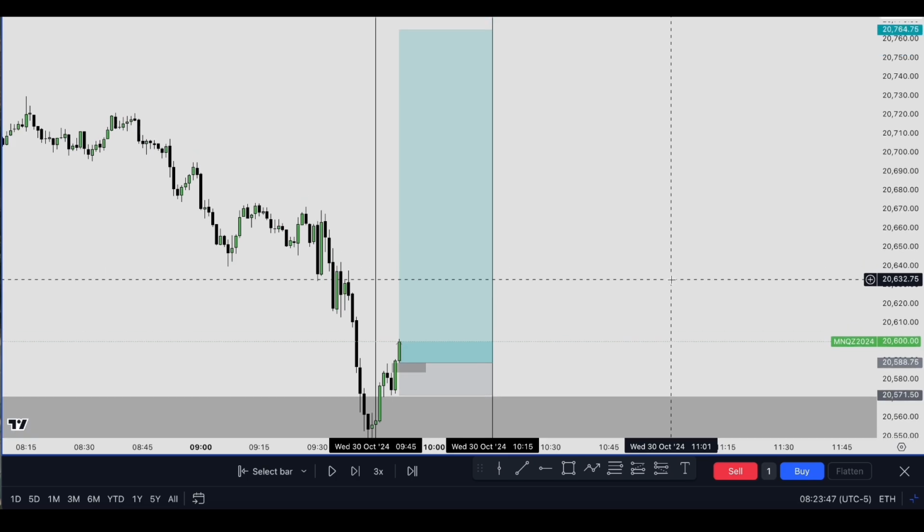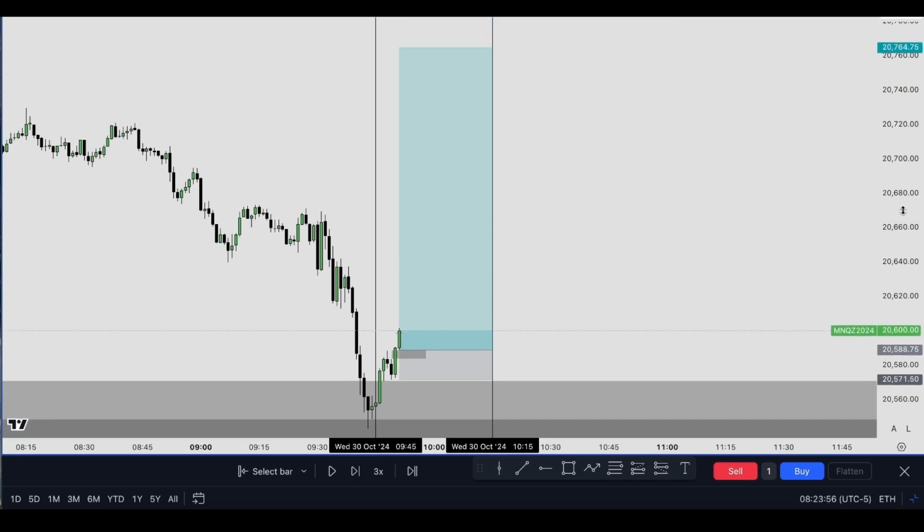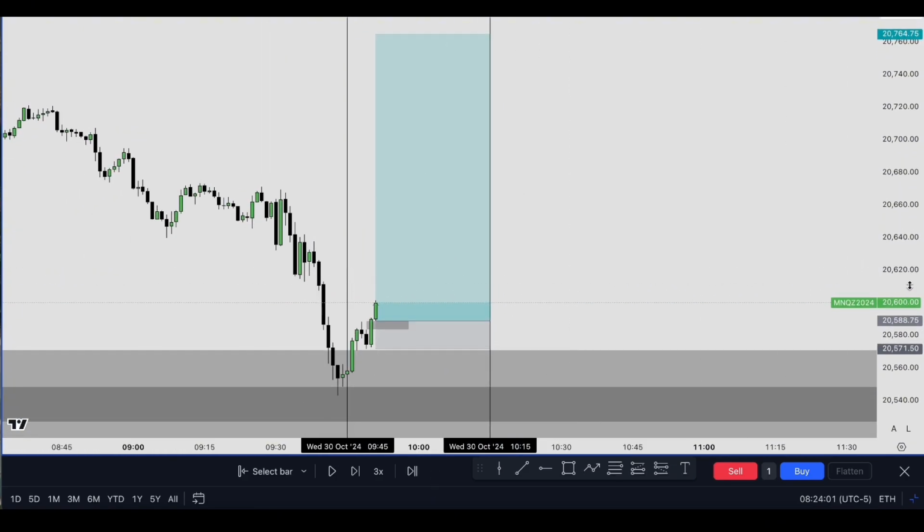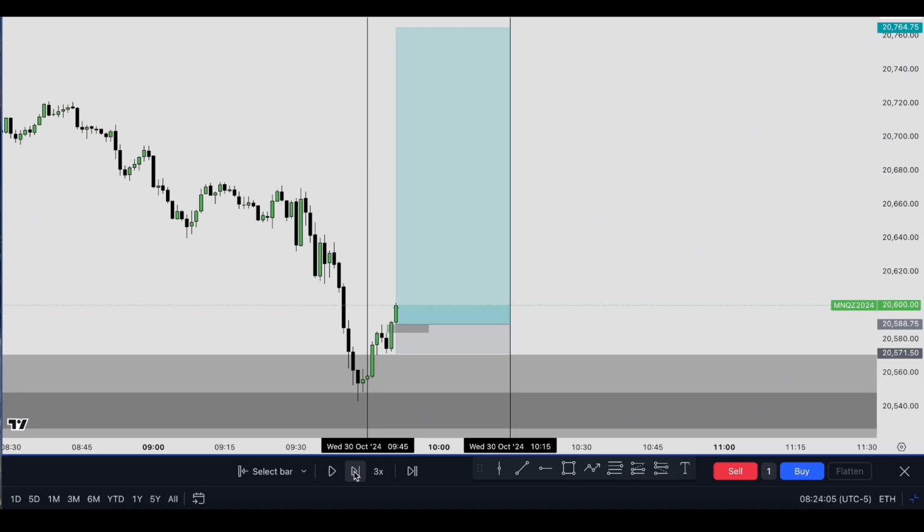Now we didn't actually get London highs. We got stopped out by our trailing stop, which was in profit, and we only secured 110 points, which is still a very, very big gain. But anyways, guys, let's see how this trade plays out.